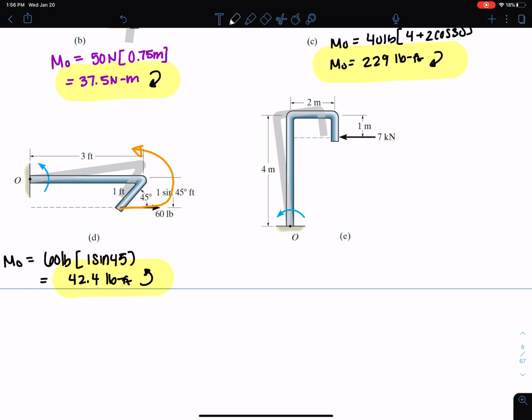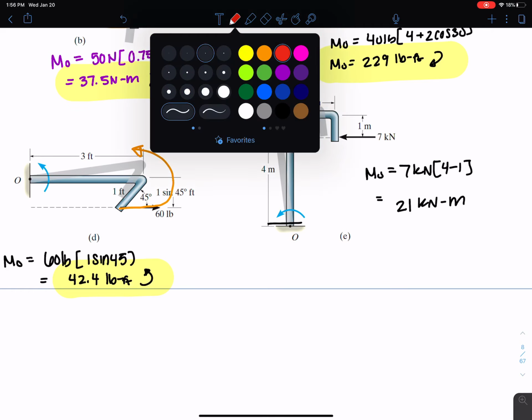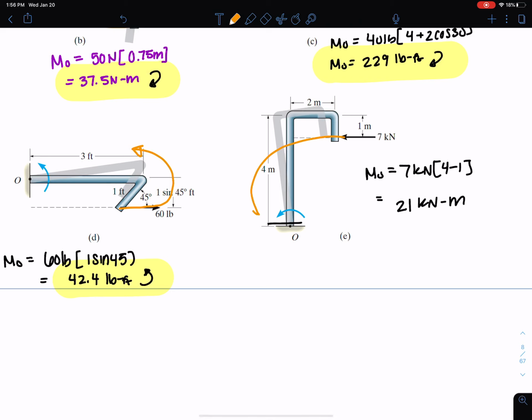Okay, last one right here. I have MO equals 7 kilonewtons times the distance from my force here to O, which is going to be actually the 4 minus 1 meters. So I end up getting 21 kilonewton meters. And then to get the rotation here, I'm going to take this around point O and I end up getting counterclockwise. And that is my answer.